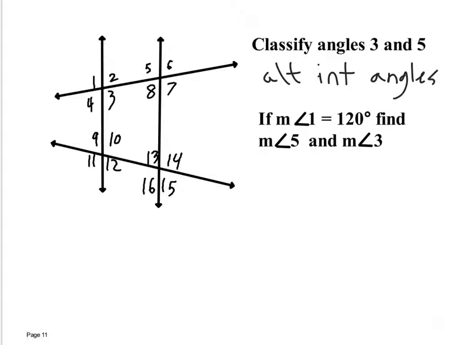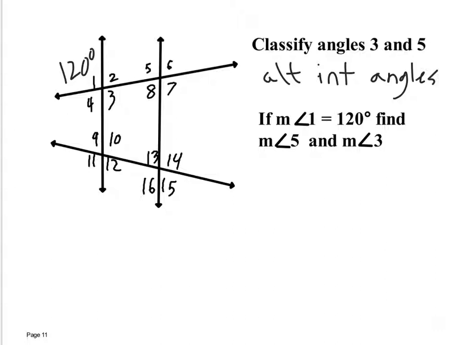Now we're going to use those 5 relationships to find the measures of angle 5 and angle 3. Let's find the measure of angle 3 first. If angle 1 is 120 degrees, what does angle 3 have to be?